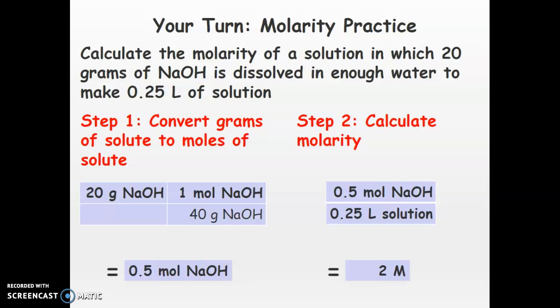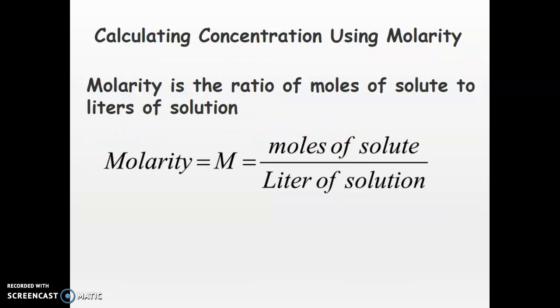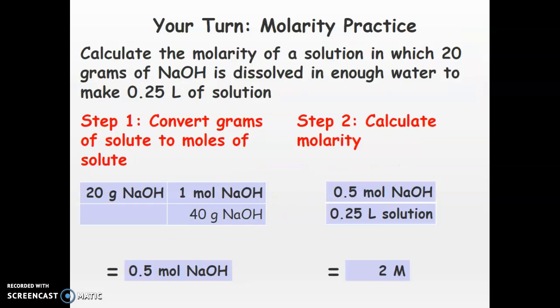We'll do one more practice. Calculate the molarity of a solution in which 20 grams of sodium hydroxide is dissolved in enough water to make 0.25 liters of solution. So again, this gives you grams, and you have the liters. Liters is what we need, because it's moles of solute per liter. So we know the bottom here is going to be 0.25 liters of solution. To get the mass, you're going to take 20 grams of sodium hydroxide. Sodium is 23. Oxygen has a mass of 16.